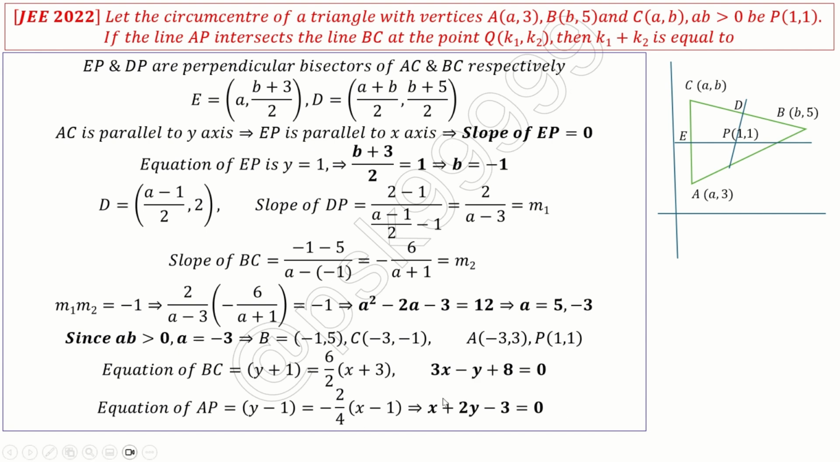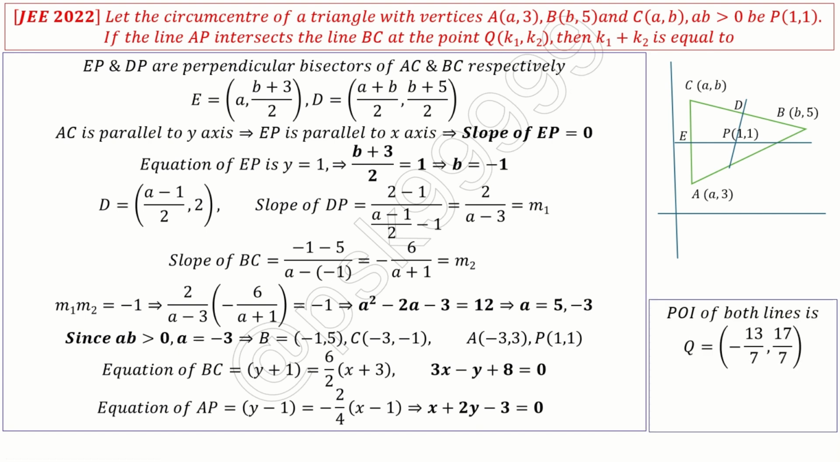Now the intersection of these two lines is nothing but Q, (k1, k2). So what is the intersection of these two? It is (-13/7, 17/7), which is my (k1, k2). So k1 plus k2 is nothing but 4 by 7. That is the answer. Hope you understand this.